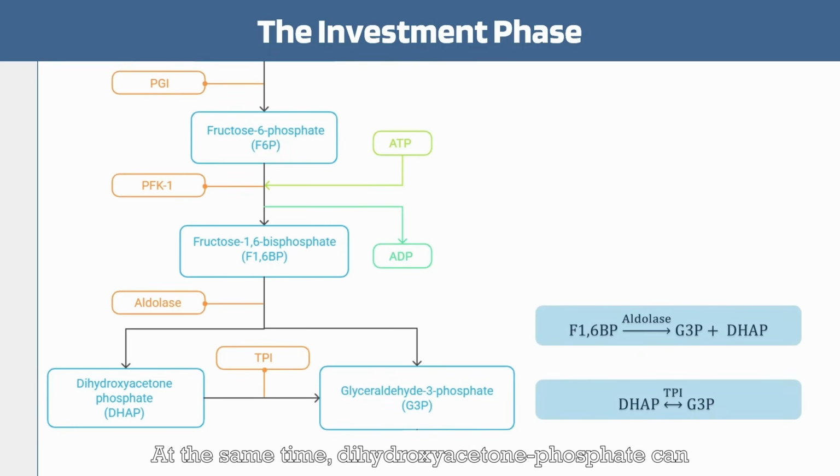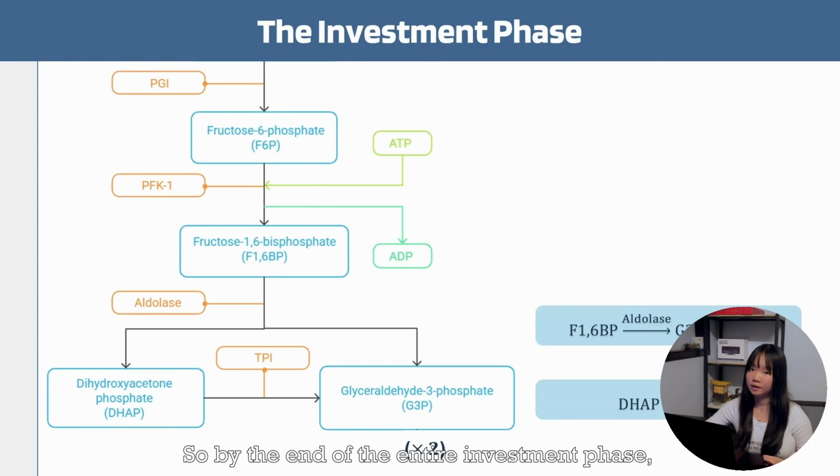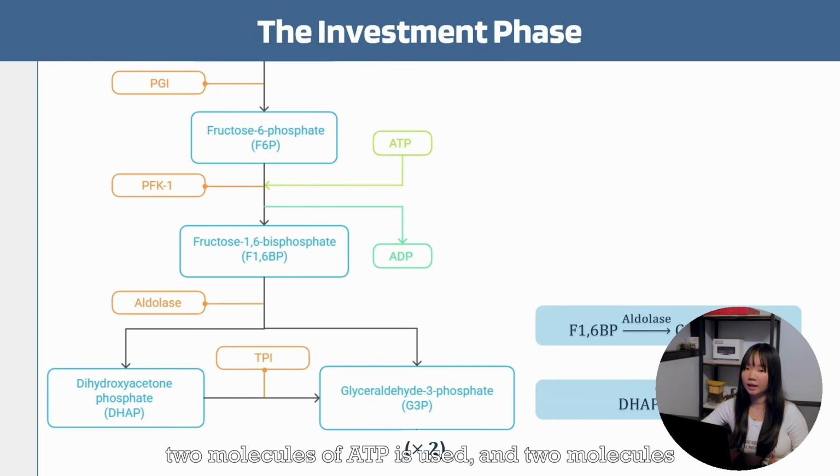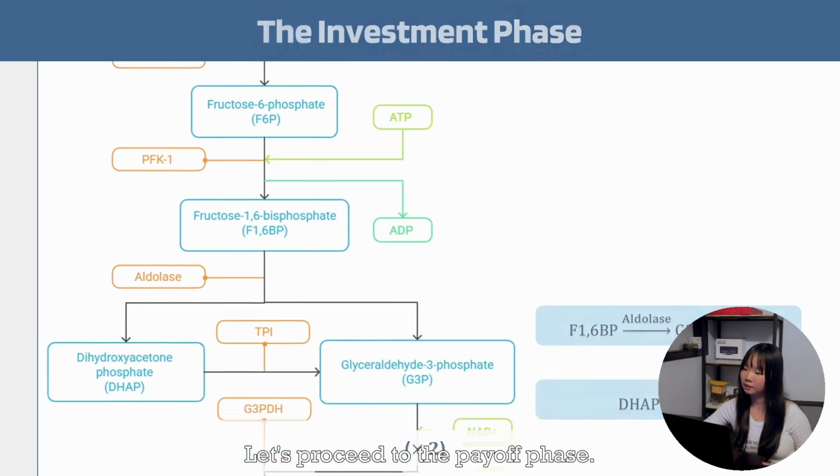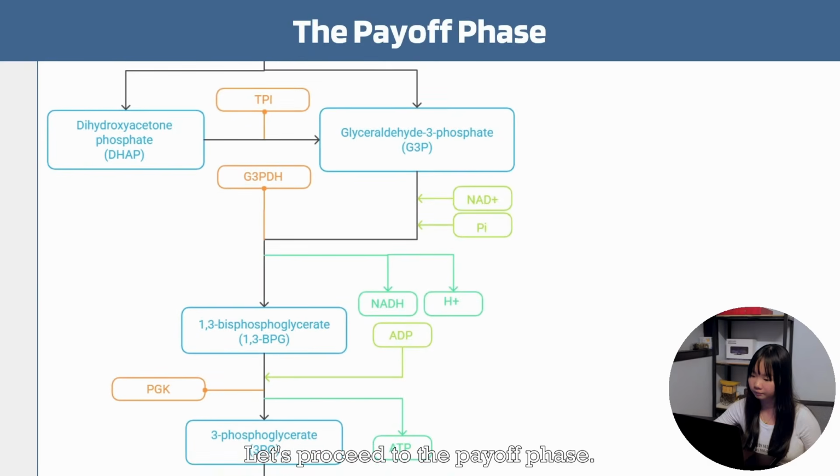At the same time, dihydroxyacetone phosphate can also be converted into another molecule of glyceraldehyde 3-phosphate by an enzyme called triose phosphate isomerase. So, by the end of the entire investment phase, two molecules of ATP are used and two molecules of glyceraldehyde 3-phosphate are produced. Let's proceed to the payoff phase.